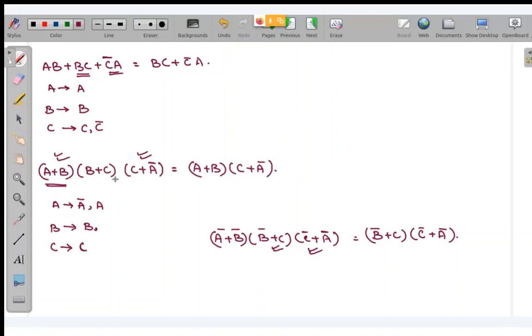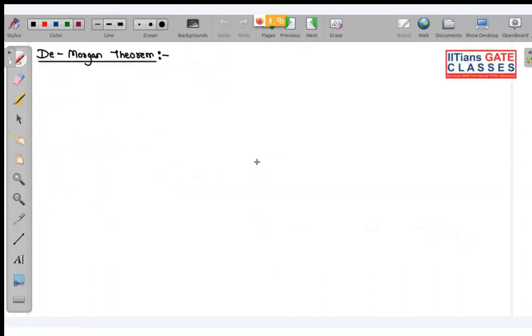This is known as product of sums. So they have given this and they asked what will be the minimized expression. So you need to know this consensus law. Okay, now the next is what?